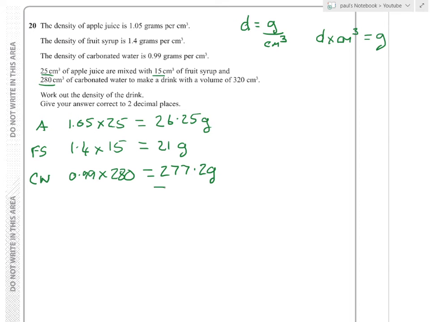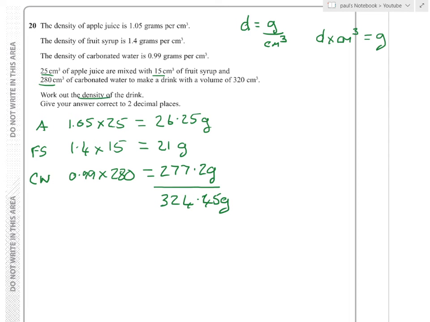So let's just add all that stuff up first of all. So 277.2 plus 21 plus 26.25, which is 324.45. So that's the total weight.